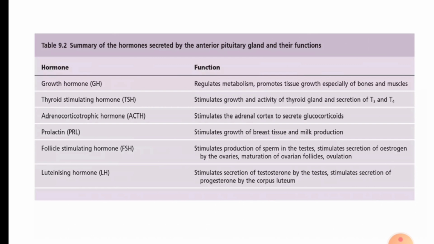Prolactin stimulates growth of breast tissue and milk production. Follicle stimulating hormone FSH stimulates production of sperm in the testes. It stimulates secretion of estrogen by the ovary, maturation of the ovarian follicle, and ovulation. Luteinizing hormone LH stimulates secretion of testosterone by the testes, and stimulates the secretion of progesterone by the corpus luteum.